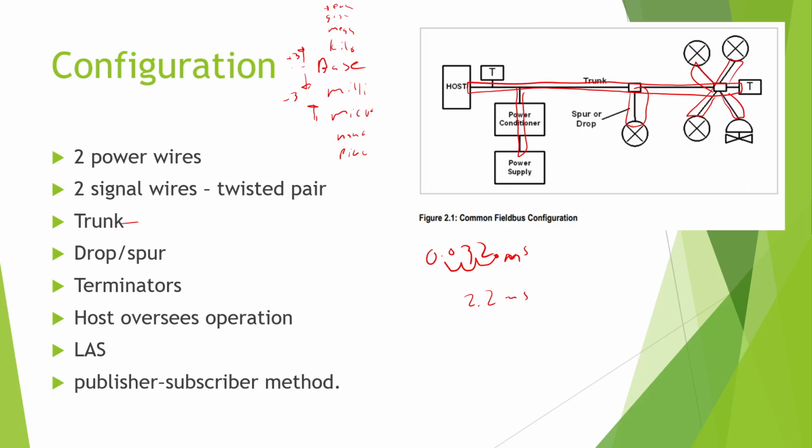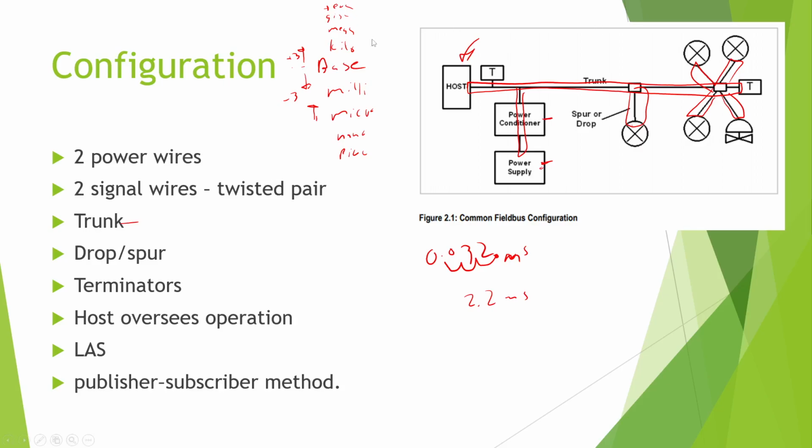So we do have the host. As you can see up here, we have one host. We also have a power supply, and then we also have a power conditioner. But the host, in the older terms, I'd call it the master device. That's the one who's leading this parade, wherever the parade's going. He is the one that is going to oversee all of the operations on this network. That would be like the router in the world of Ethernet.